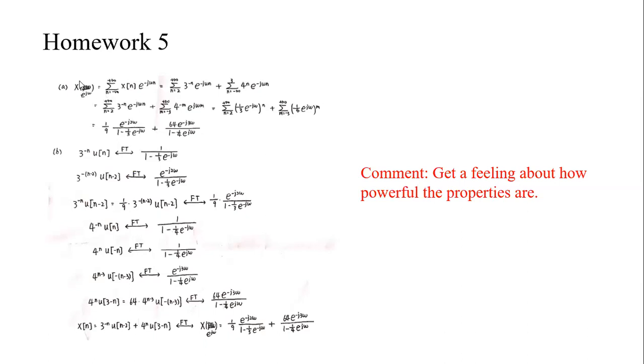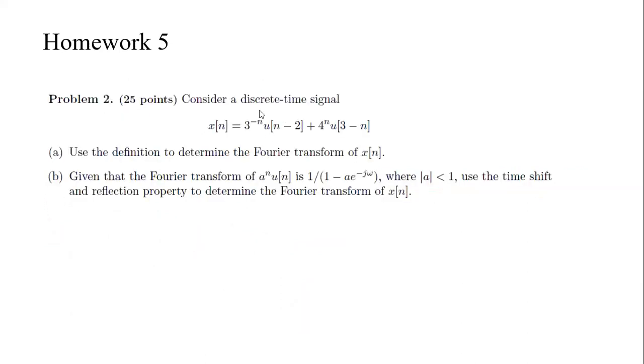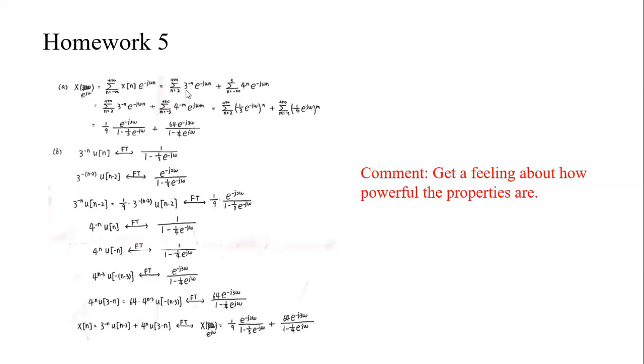The first one is X of e to the j omega, the Fourier transform of x of n. For this one, you need to use the definition of the Fourier transform. So it is the infinite sum of x of n e to the minus j omega n, and then substitute the expression of x of n into this sum. x of n has two terms. The first term only takes non-zero values when n is equal to or larger than 2.